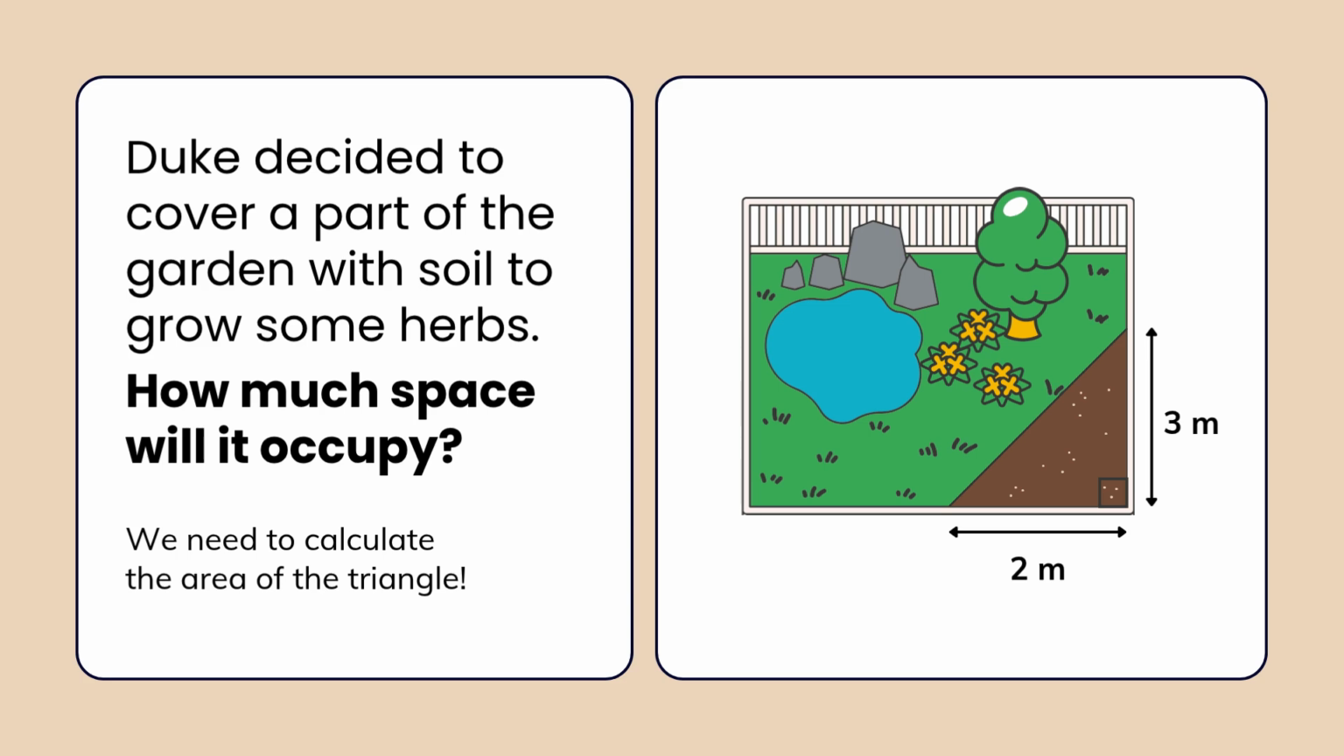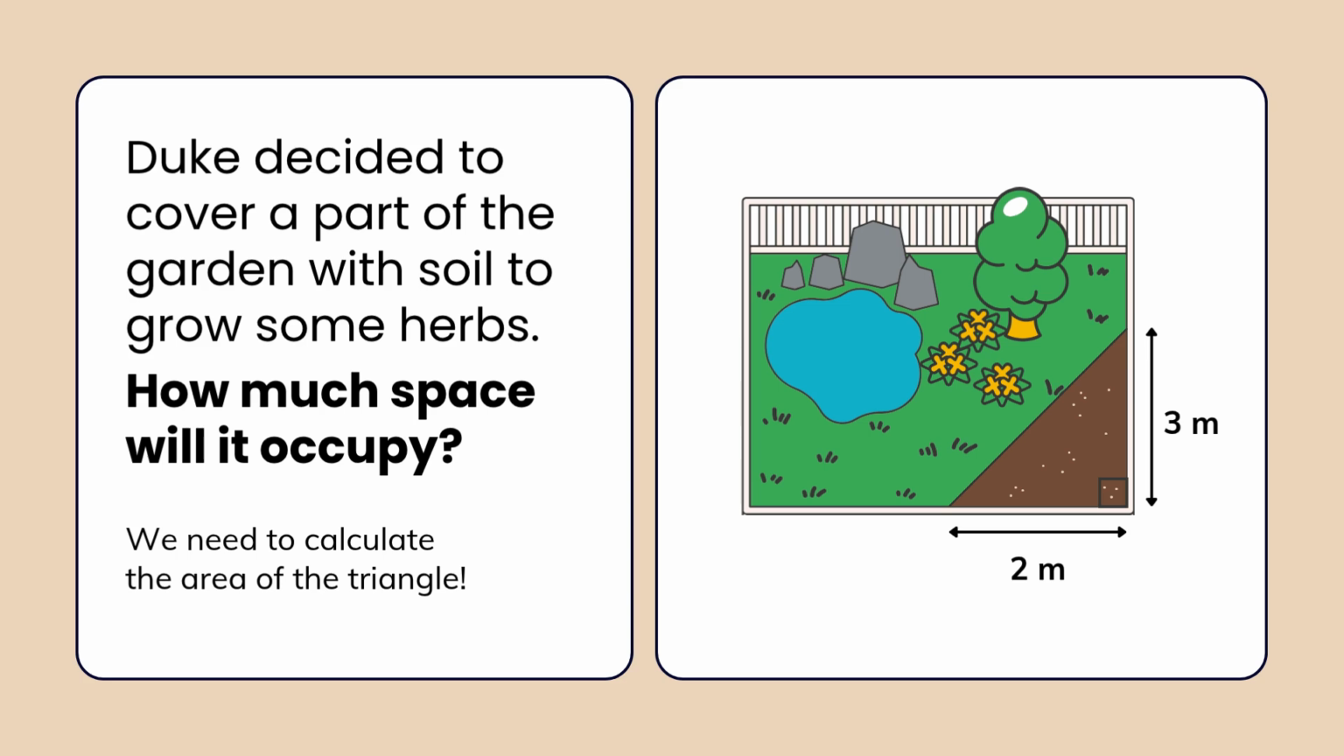We take the bottom side, that's called the base, and the side going straight up, that's called the height, and then we multiply them together and then divide by 2. So it's 2 into 3, which is equal to 6, and then 6 divided by 2, which is 3.